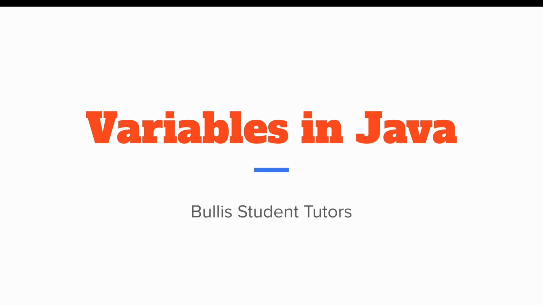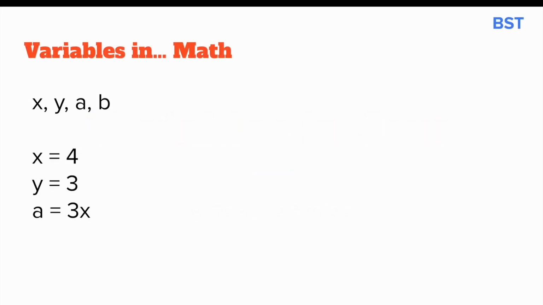Today we will be going over variables in Java, specifically for the AP course, Computer Science A. When you work with variables in math, you know that you can set a variable by saying the variable equals, let's say, 4. So you can see over here I have x equals 4. Then if I were to use it somewhere in math, you could say 3x, which would be 12. Or I could use y here, and 3 times 3, which would be 9.